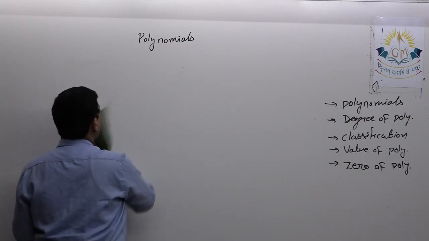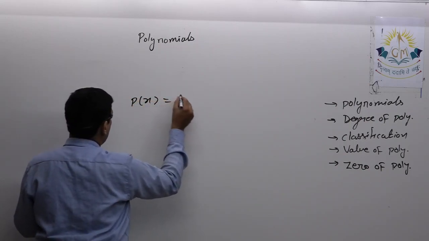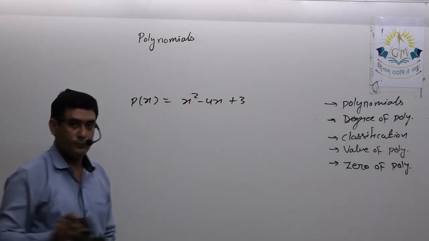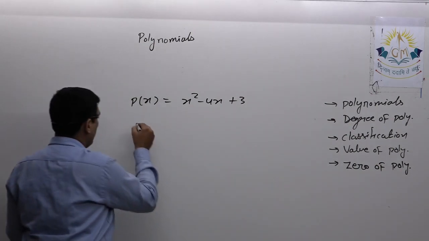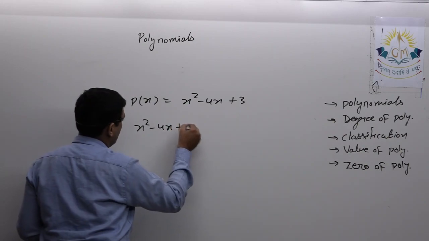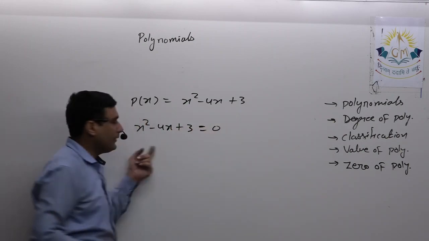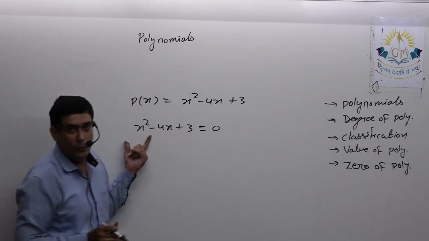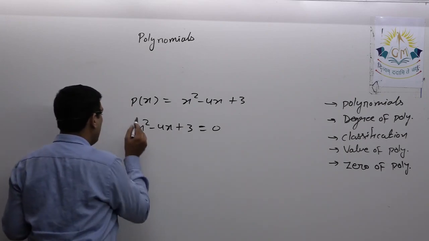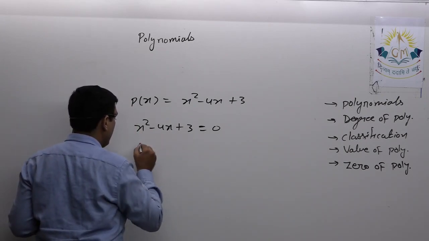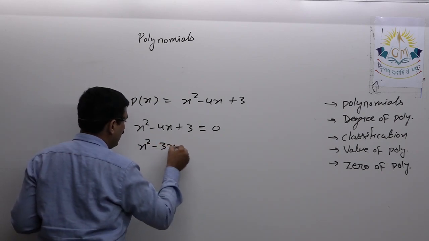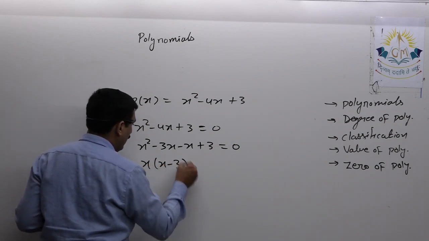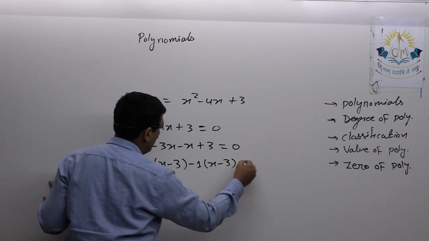Okay, let me take one more example. Suppose p(x) is equal to x square minus 4x plus 3. Now I have to find the zero of this polynomial. For this you must know factorization. In other words, I have to find the value of x. So I will apply splitting the middle term over here. I have to find the factors of this, and that we saw in our previous lecture or previous chapter. So here I can write x square minus 3x minus x plus 3 equal to 0. x is taken common, x minus 3, minus 1 is taken common, x minus 3 equal to 0.